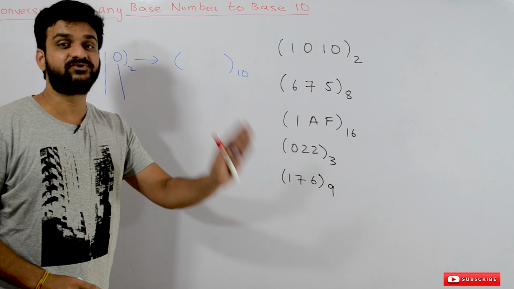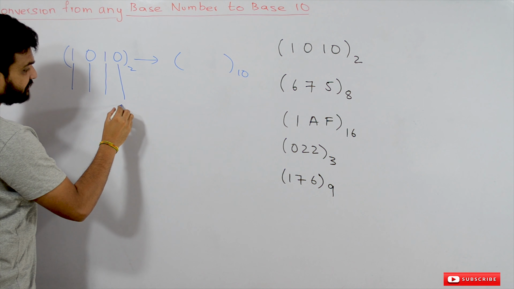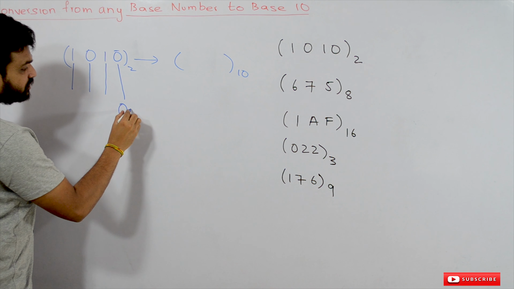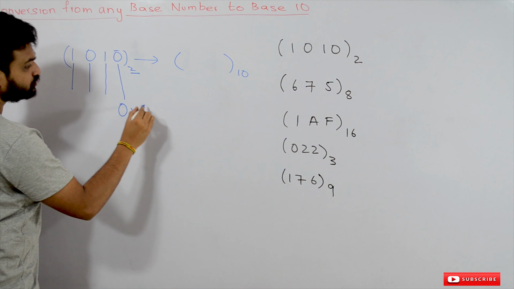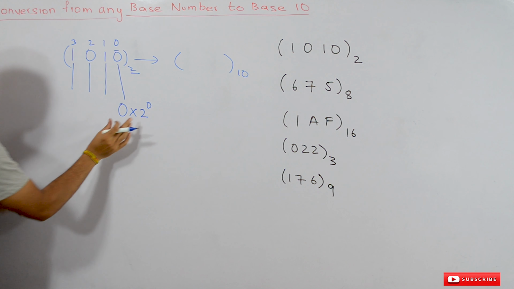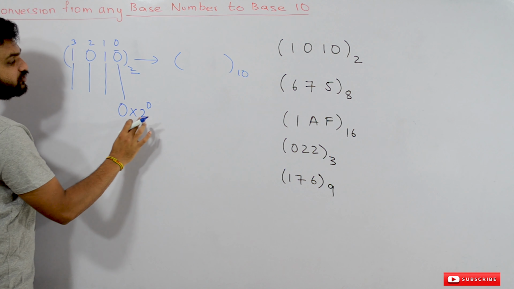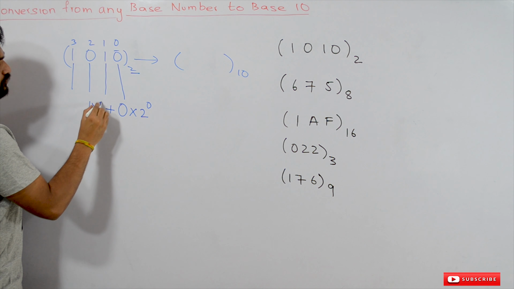Now what is the positional weight of a bit or a number? How to find the positional weight? The positional weight of a number is the number, this 0, into base, what is the base? 2, to the power of position. So what is the position of this number? 0. What is the position? 1, 2, 3. So how to find the positional weight of a number? It is 0 into 2 power 0 plus, next we have to find 1 into 2 power 1.